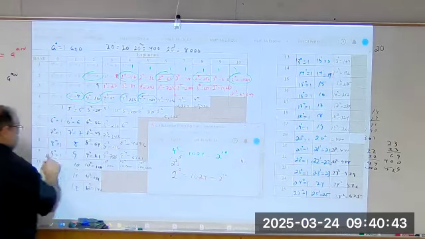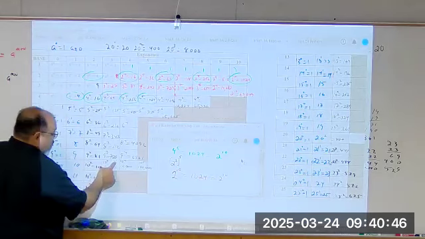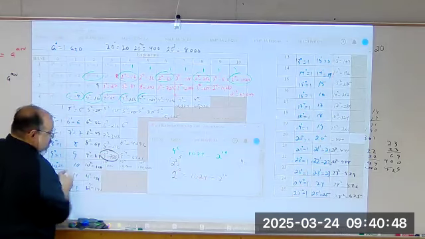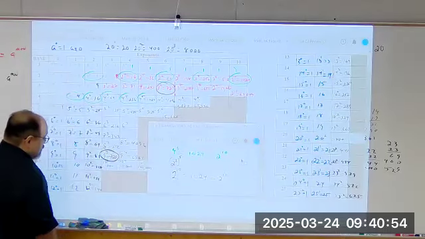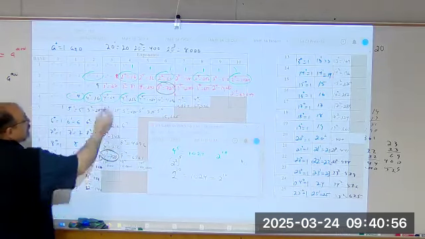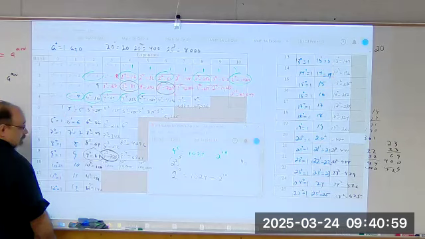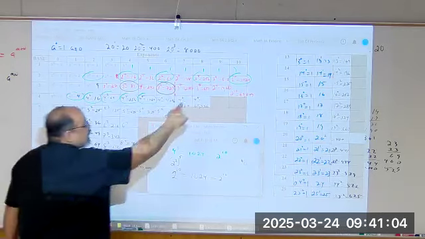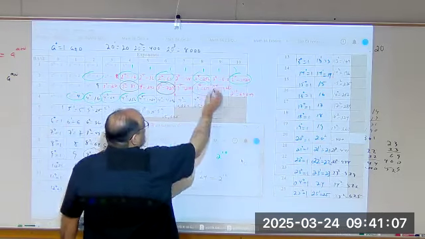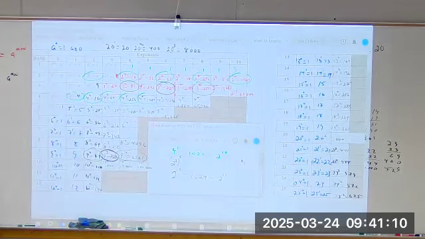3 to the 9. 9 to the 3rd is 729. And over here, 3 to the 6th is 729. 9 squared is 81. 3 to the 4th is 81. 9 to the 4th is 6,561. 3 to the 8th is 6,561. Because 9 is a power of 3, I might have to rewrite that problem, 9 to the 4th, as a power of 3 instead.